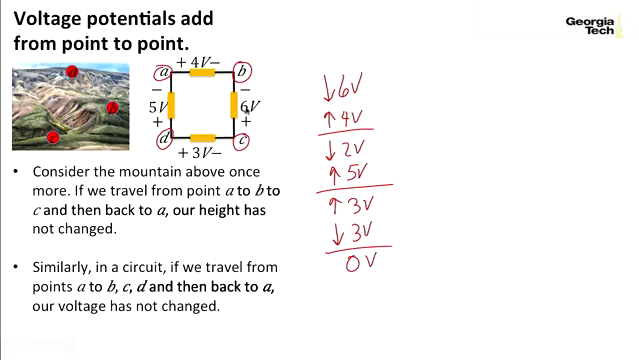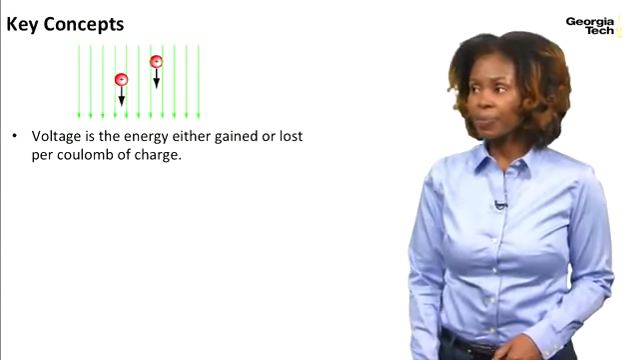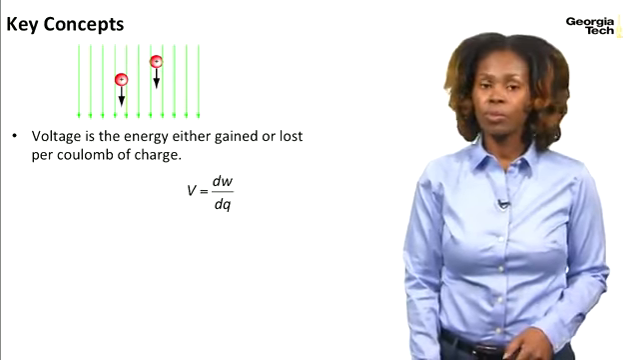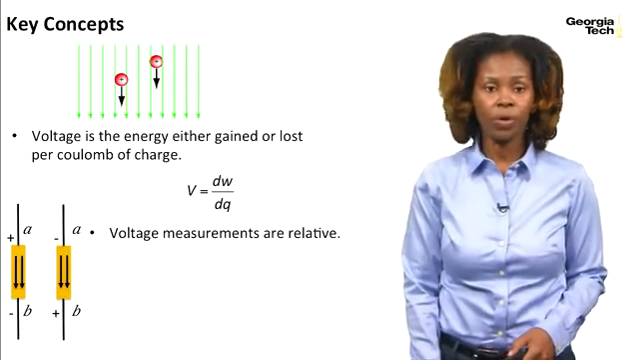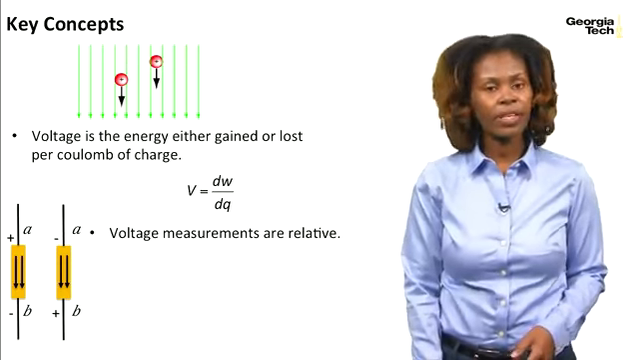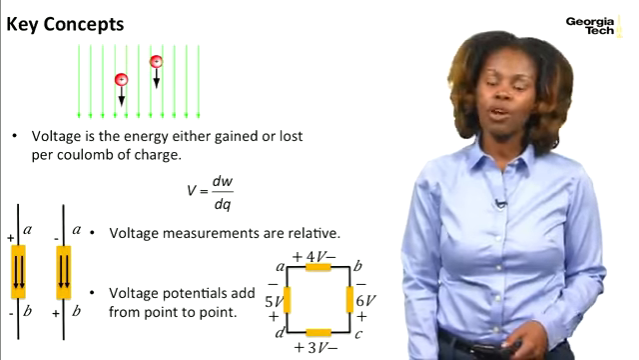So you see the potentials add as we go around the loop and back to our starting point, just as if we were on the mountain and we went from A to B to C and then back to A. So the key concepts that we've covered in this lesson are: 1, voltage is the energy either gained or lost per coulomb of charge, and you can define that as the first derivative, dW/dQ, of the voltage. Also, voltage measurements are relative, so you have to define a reference point. And finally, voltage potentials add as you travel from point to point.